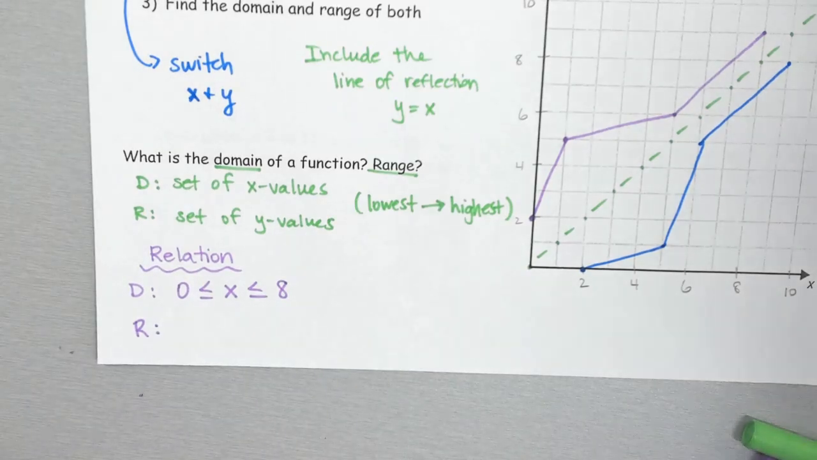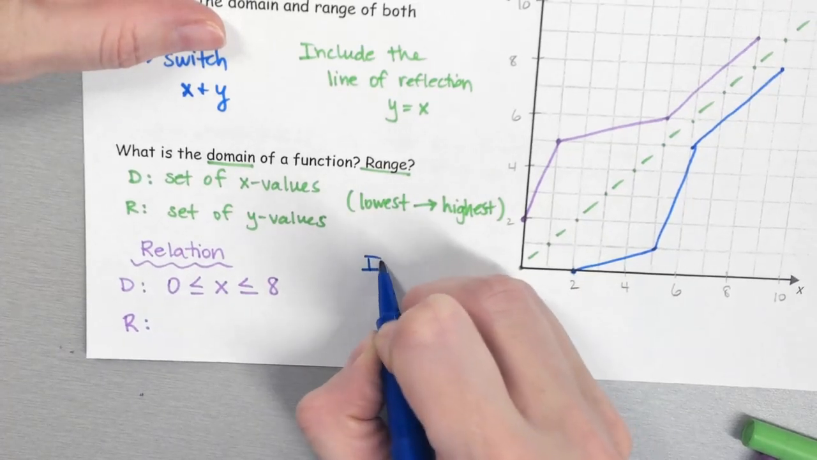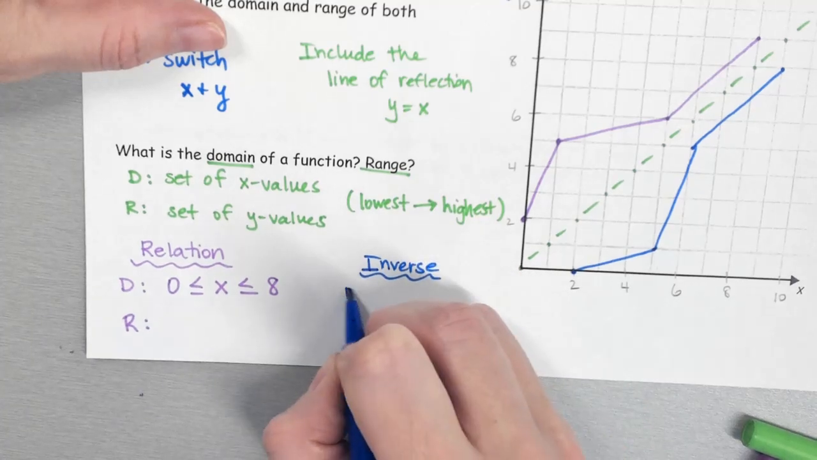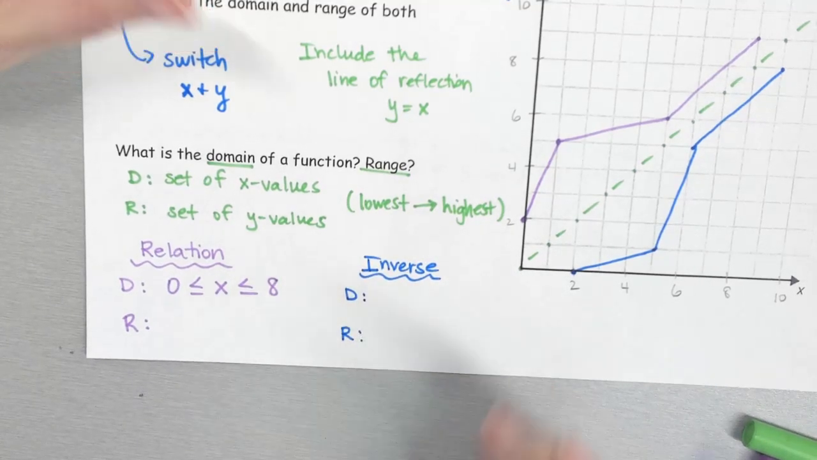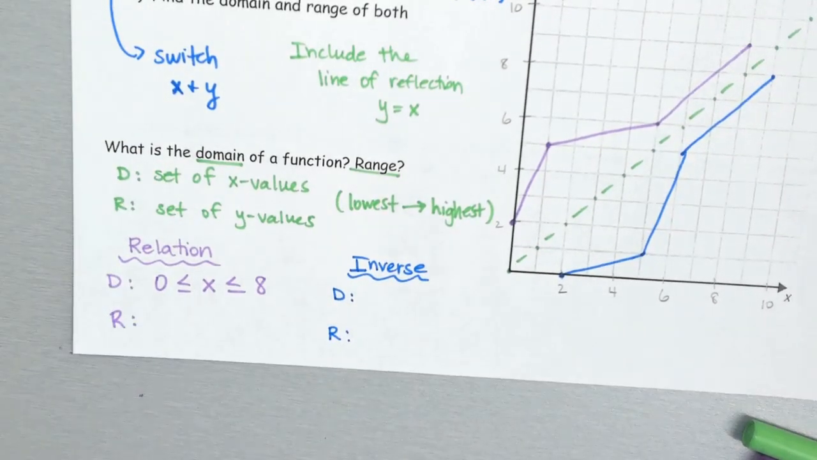Okay, based on that, I want you to find the range. And then I want you to do the same thing for the inverse. I'm going to give you a minute to do that, and then we'll talk about it. Okay, so do the range of the relation, and then I want you to look at the domain and range of the inverse.